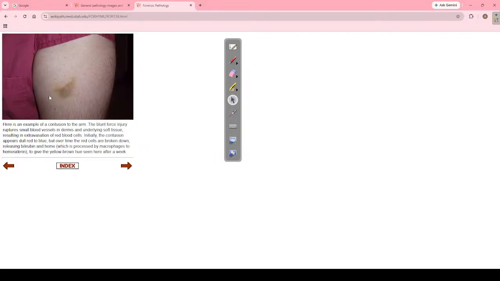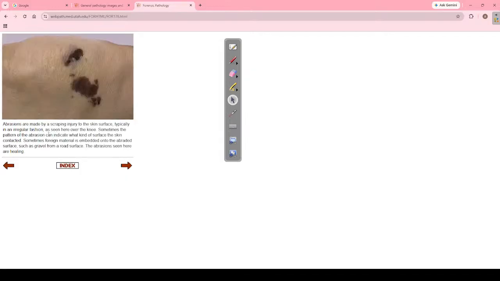This is a small contusion in the arm. Blunt force injury ruptures small vessels in the dermis and underlying soft tissue, leading to extravasation of blood. Initially it is red to blue. Over time, the heme is broken down to bilirubin, which is processed by macrophages. So here it is a yellowish brown hue, which is usually seen after a week. Initially it will be red to blue, then it becomes green, then yellow, then brown, then it becomes clear. Over a course of 2 weeks it will be gone.